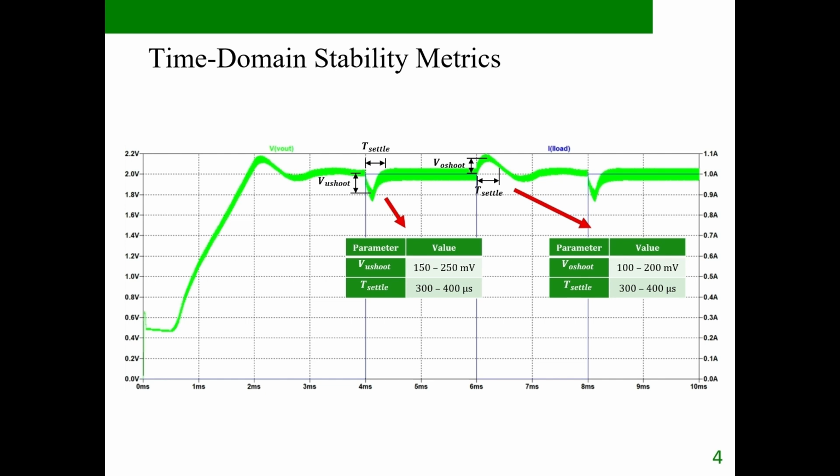The relationship between frequency and time domain is very direct. A higher crossover leads to faster correction and shorter settling time, but a lower phase margin increases overshoot and ringing. A higher phase margin gives smoother behavior but slower response. So the transient behavior you see here is the time domain expression of the crossover frequency and phase margin we discussed on the previous slide.